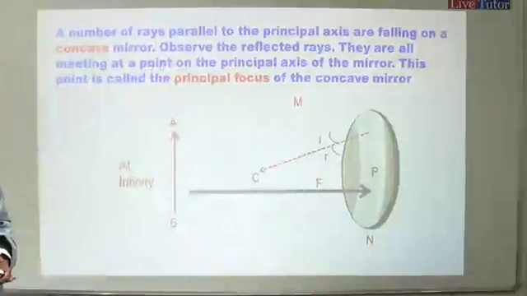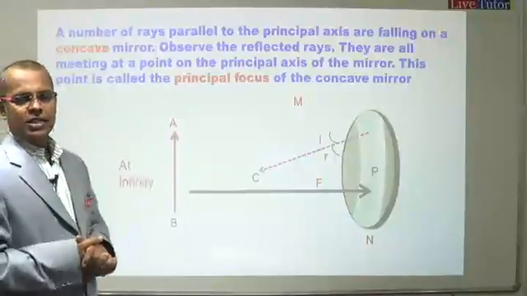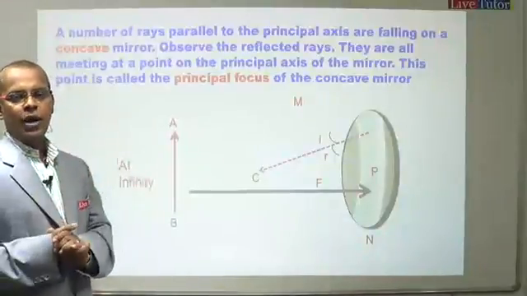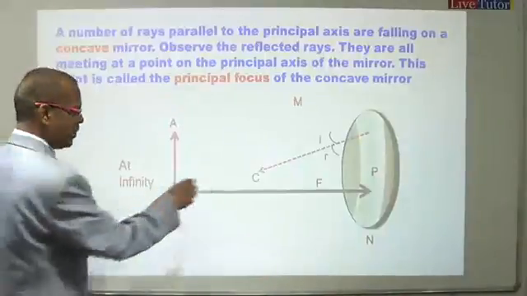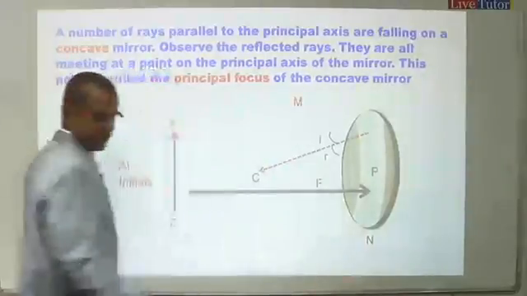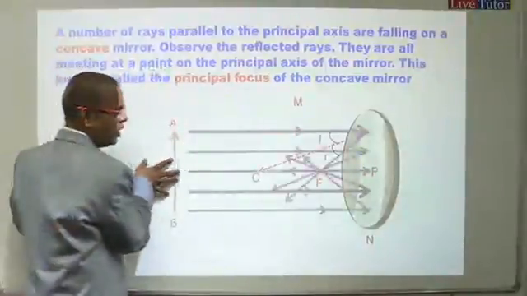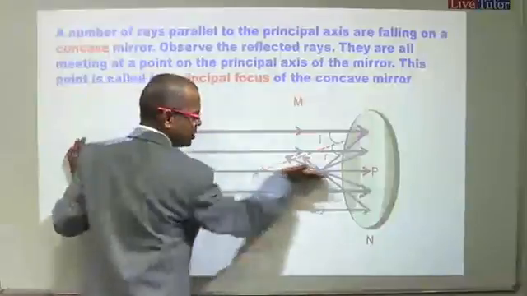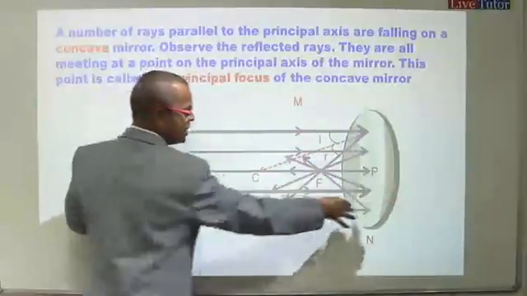It is falling. Right? Now, observe the reflected rays. They are all meeting at one point, and that point will be lying on the principal axis. You can see how they are all focusing. Now, see that they are all falling parallel to the principal axis. After falling on the mirror, they are all converging at one point.